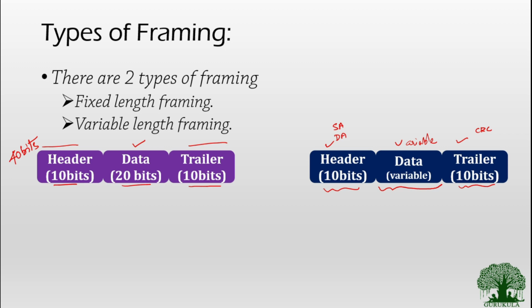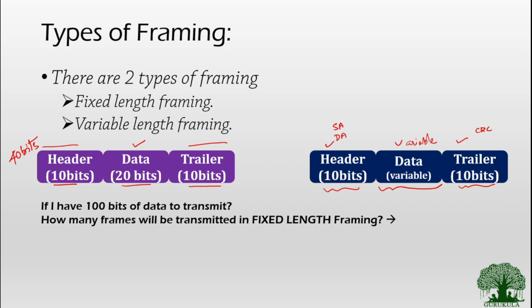Now coming to the advantages and disadvantages of these frames, we can clearly see that fixed length framing is very suitable when I am going to transmit only a small amount of data. When I transmit a small amount of data, a small frame is enough for me to send data from one point to another. And variable length framing is very efficient when I have a large amount of data to be transmitted from one point to another, or from one node to another node.